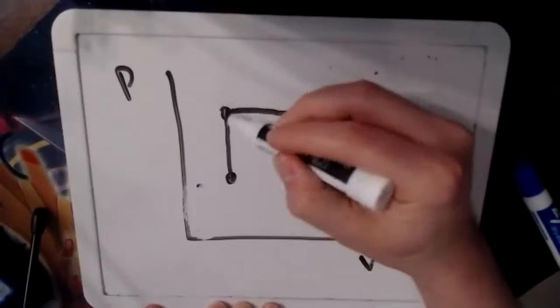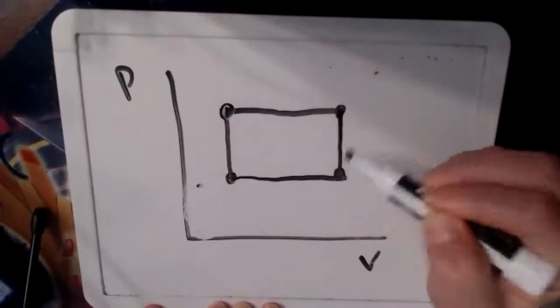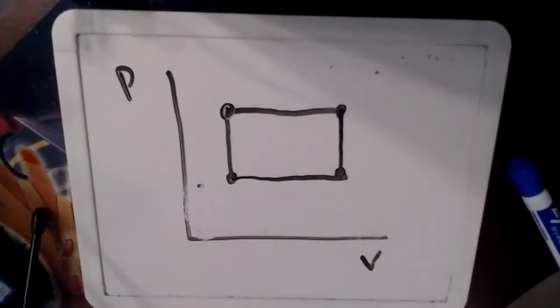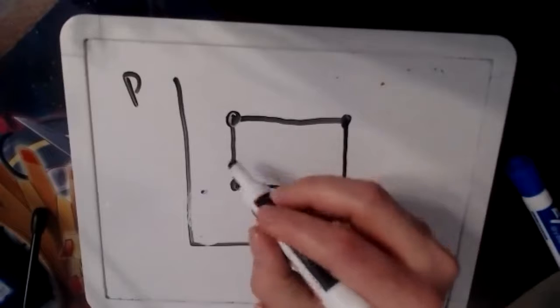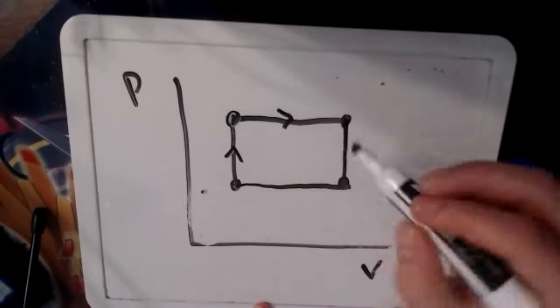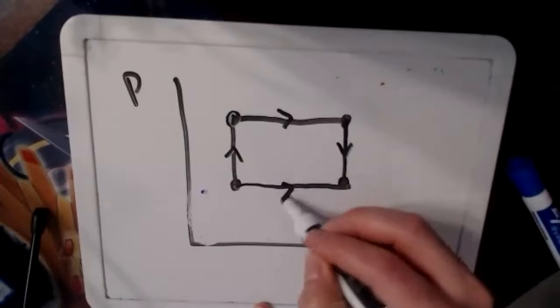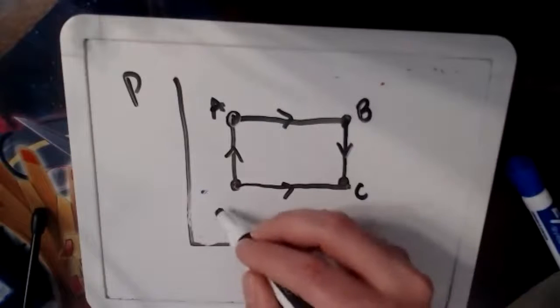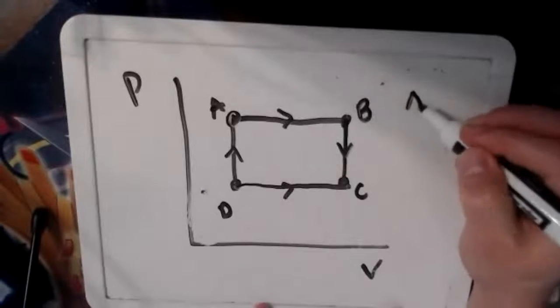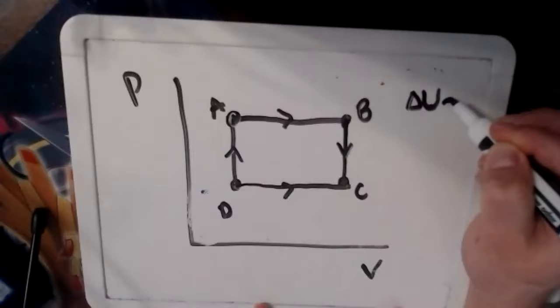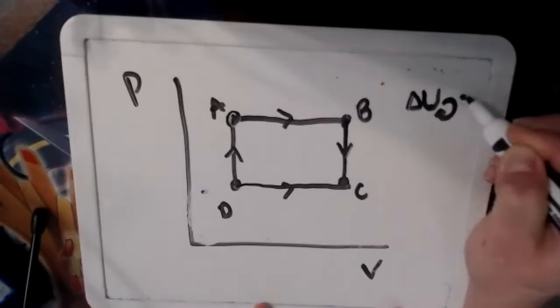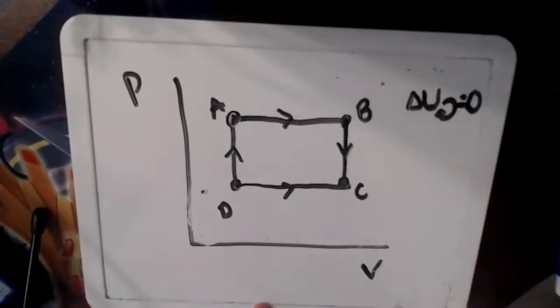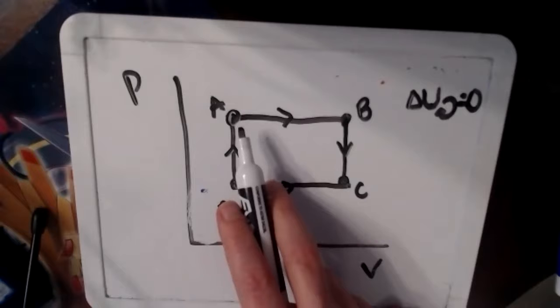A question that occasionally throws students off is: is the work done during this cycle positive, negative, or zero? So let's draw it. Let's say it's a clockwise cycle. A couple things you want to be aware of when you're dealing with a cycle is delta U for a cycle is equal to 0 because I start and end at the same location.